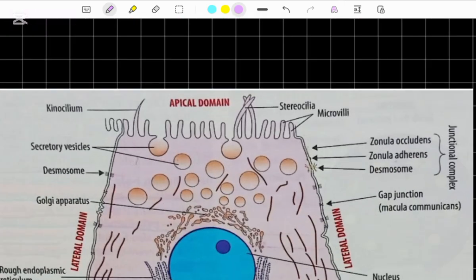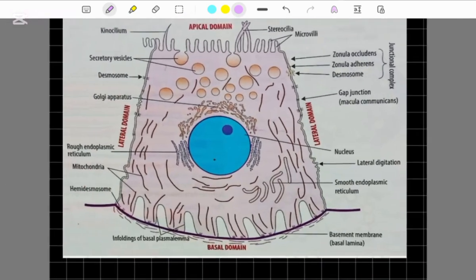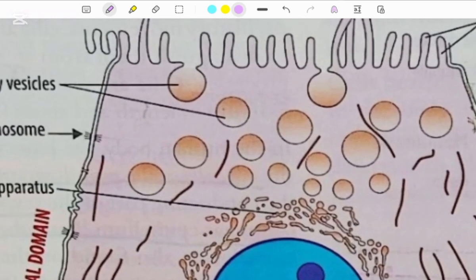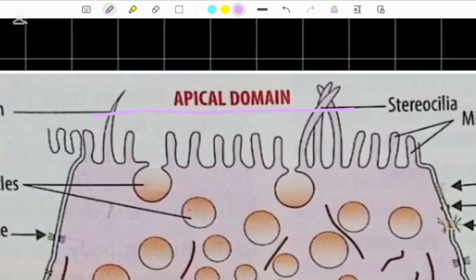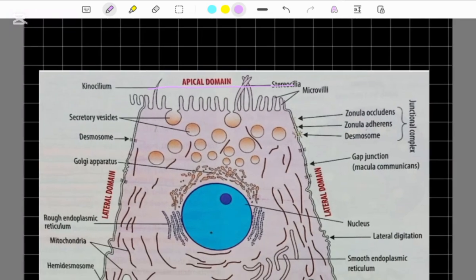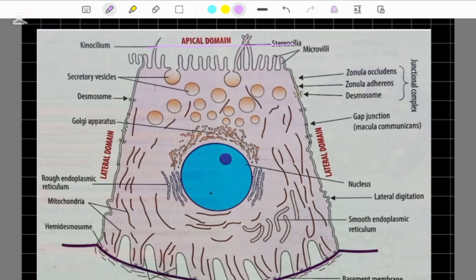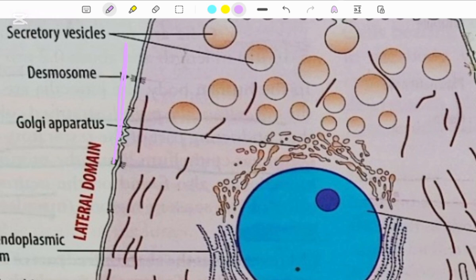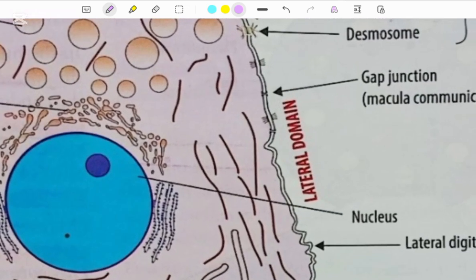Then you'll come to the apical surface. Consider this as your epithelial cell. Now consider what the different surfaces of the epithelial cells are. We have discussed the apical surface. This is the apical surface of the epithelium, the uppermost layer of the epithelium. And on both sides of the epithelium lies the lateral domain or lateral surface.